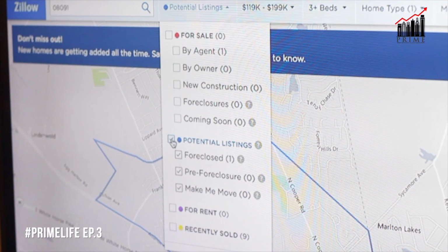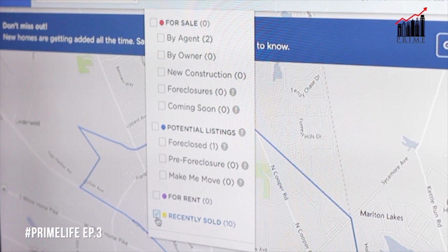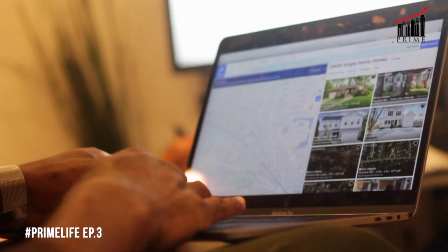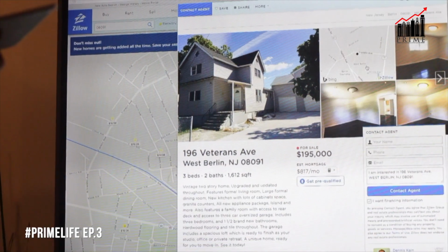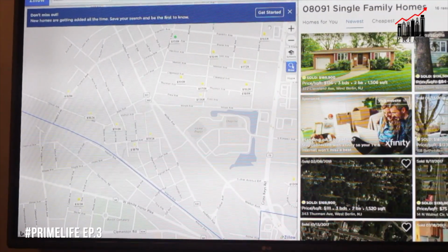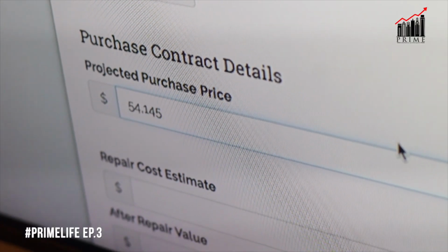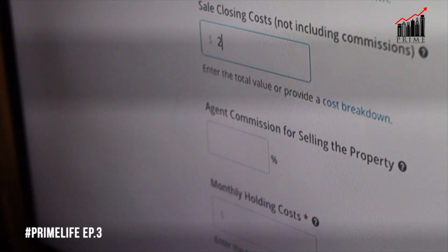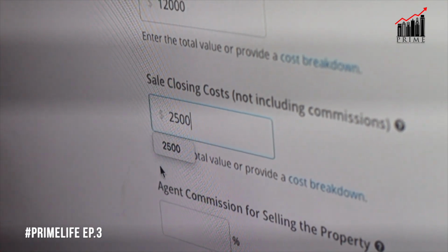And last, we look for a comp that sold within the last 30 days, so we know that it's similar to our market currently. We use the calculator or a spreadsheet to figure out what we can afford to come up with an actual offer on it, and we use the BiggerPockets calculator. Shout out to them guys, you already know.